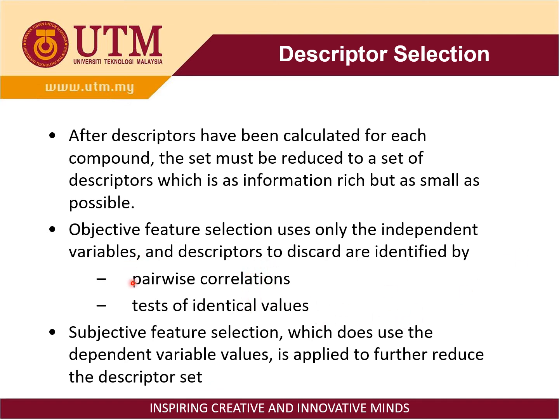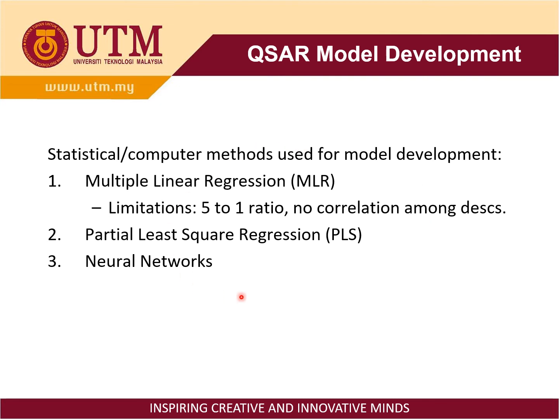So okay, this is how descriptors are discarded. Then from there we develop the QSAR model. QSAR model can be generated using statistical computer methods. Seperti yang kita dah belajar tadi, MLR, PLS, neural networks, other things lah, banyak lagi sebenarnya, to generate a QSAR model. SVM pun ada, support vector machine, tapi tak apalah. These are examples of model development methods lah, ataupun statistical methods yang kita boleh dapat to generate our model.